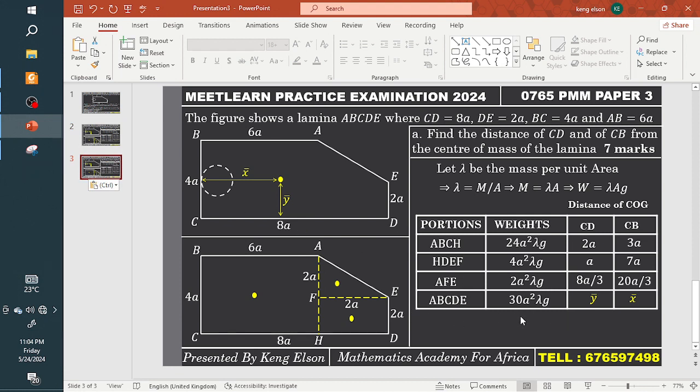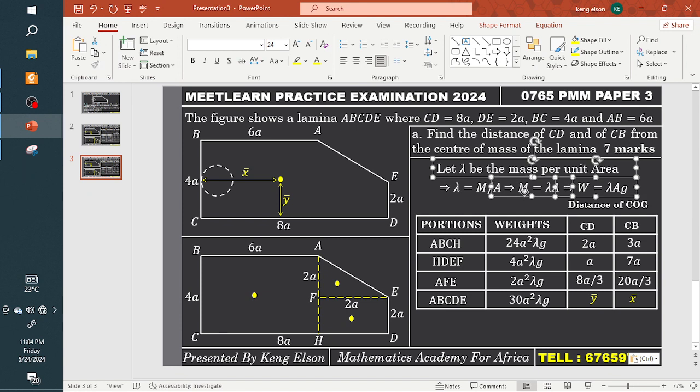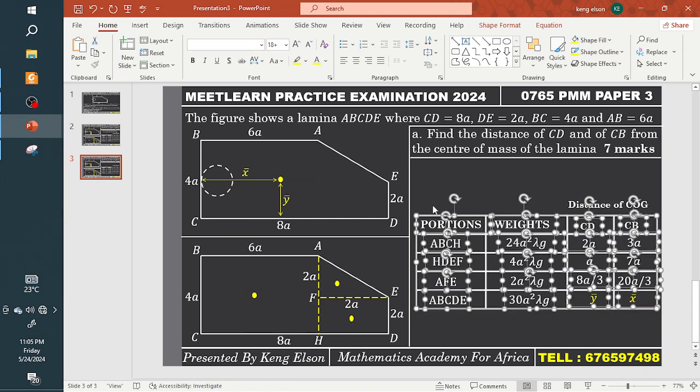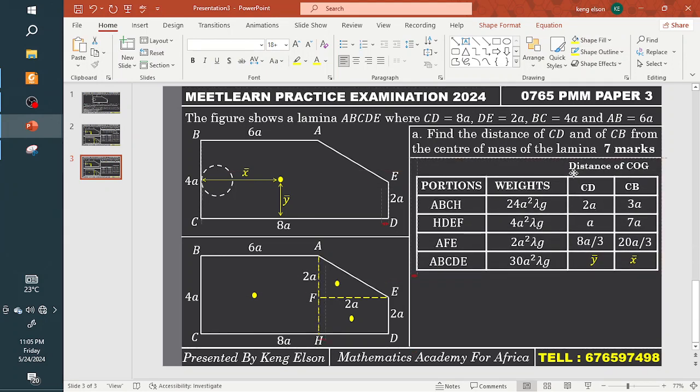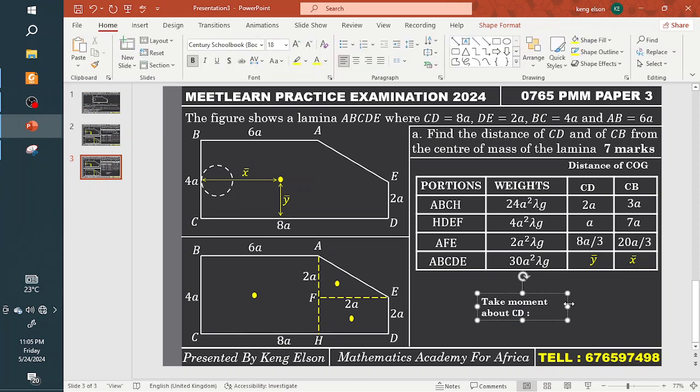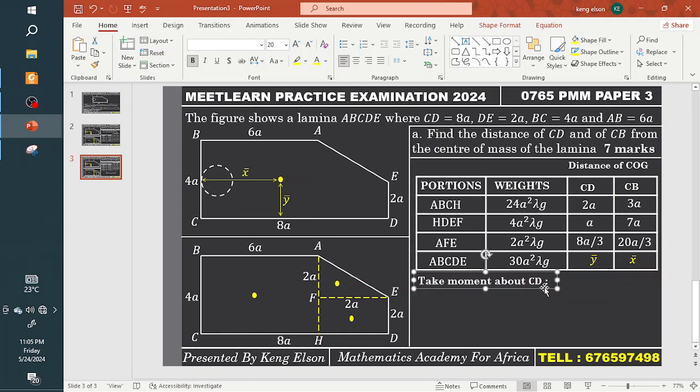Now, after doing that, I can remove this figure. Okay, then I'll shift the table up because I'll be using the values on the table. Then now I'll apply moment. So now I need to take moment about CD, and then also take moment about CB. If I take moment about CD, first of all, what am I going to have?